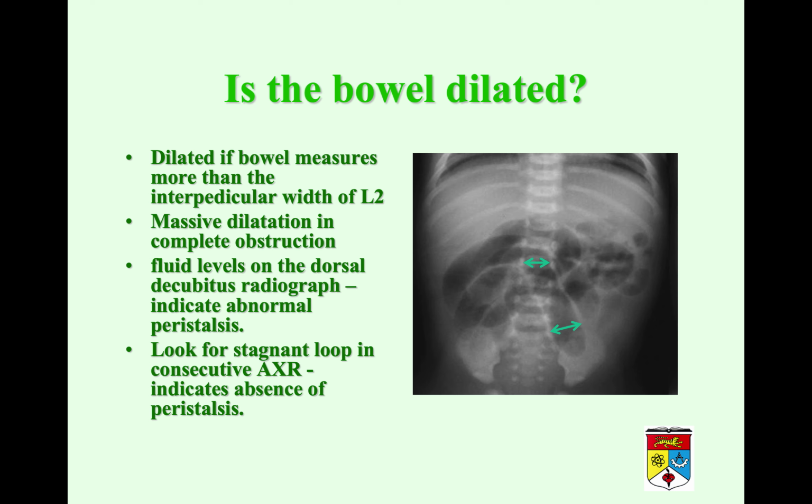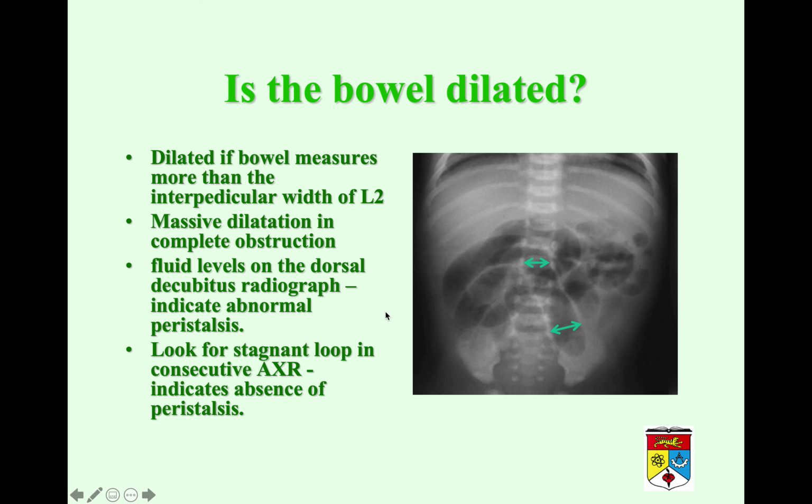So decide whether the bowel is dilated. Normally you look at the spine, the vertebral body, and then look at the interpedicular width, for example in this case L2, and compare that with the air-filled bowel that you see. If it's more than that, then the bowel is dilated. If it's massive, you know that it's a complete obstruction. If it's not that obvious, then it might just be an ileus or a subacute intestinal obstruction.